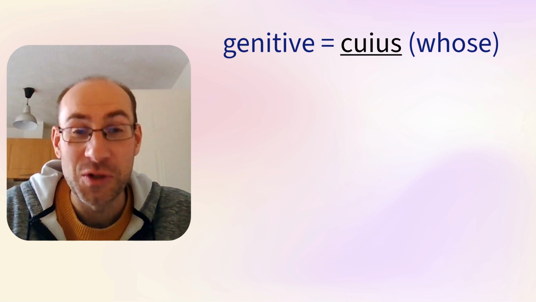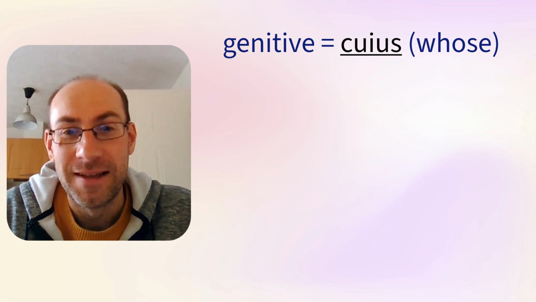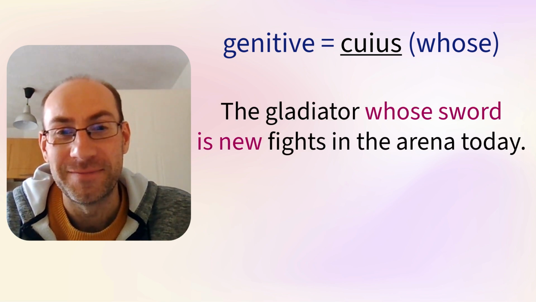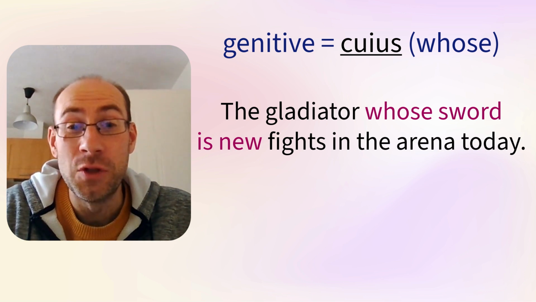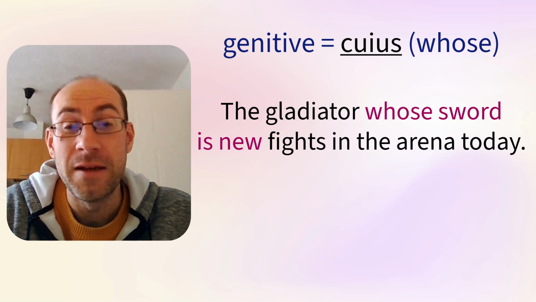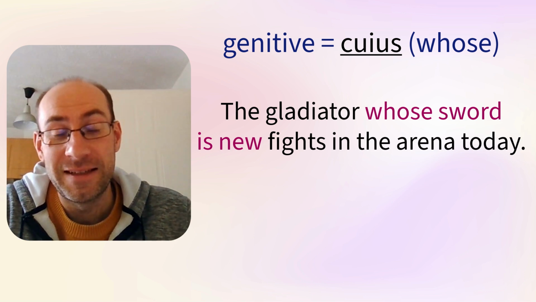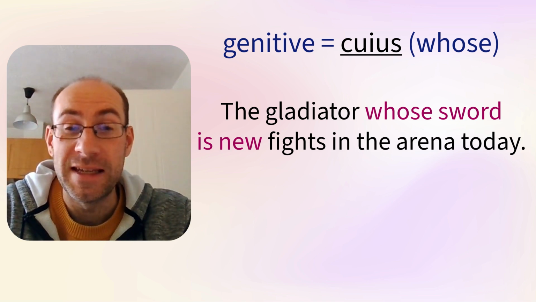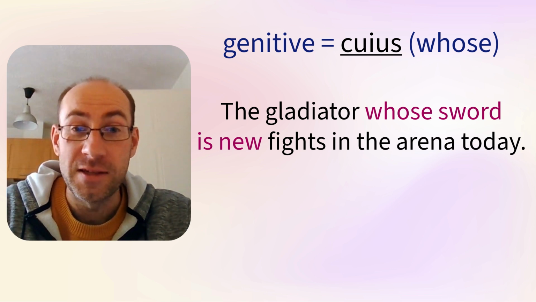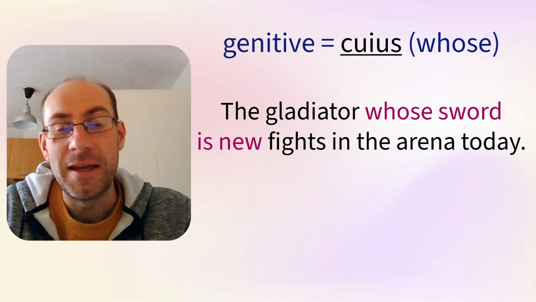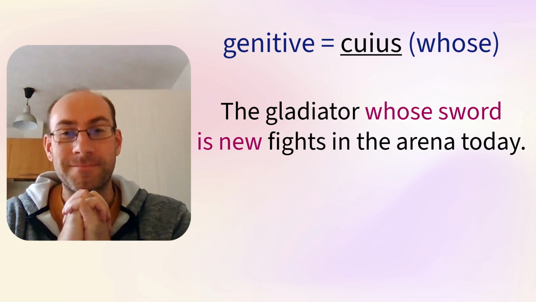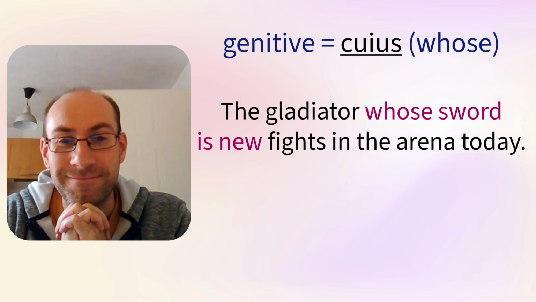The gladiator whose sword is new fights in the arena today. The word for new, by the way, is novus, N-O-V-U-S. The gladiator whose sword is new fights, or is fighting, today in the arena. Have you got it?